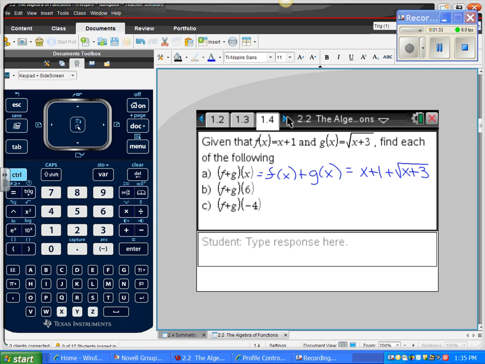So f plus g of 6, you're going to find f of 6, and then you're going to add to it g of 6. f of 6 is 6 plus 1 plus g of 6, which is the square root of 6 plus 3. So we wind up with 7 plus the square root of 9, or 7 plus 3, which is 10.